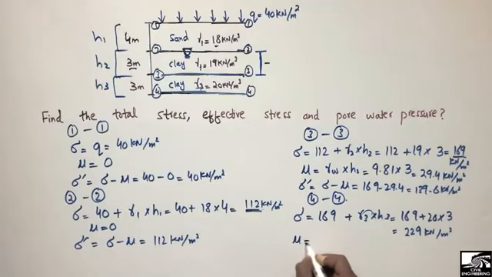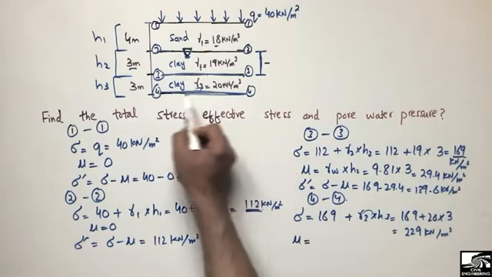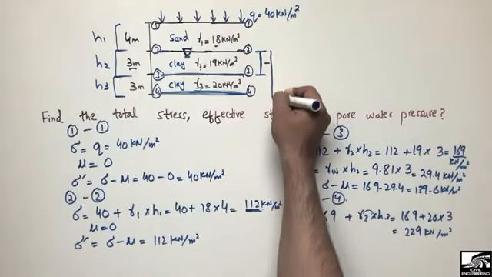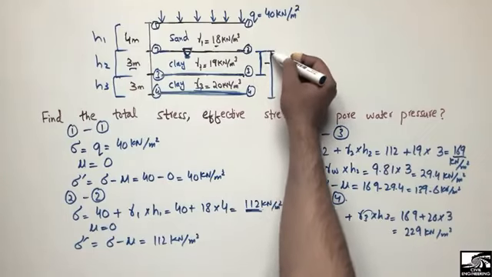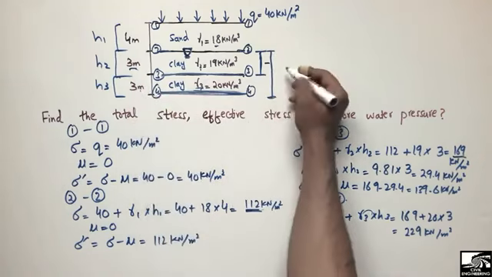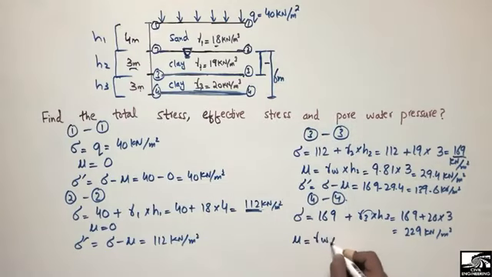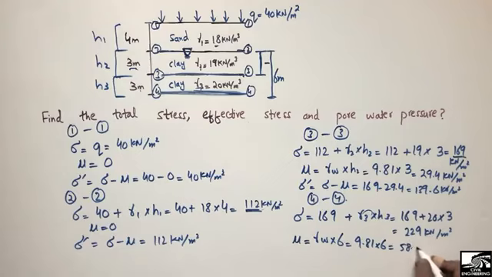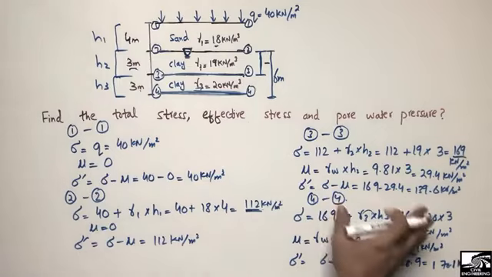Similarly, the pore water pressure acting at point 4 will be based on the distance from this point, because the water table is from point 2 up to point 4. So the whole distance is 3 and 3, 6 meters. So gamma W, 9.81, multiplied with 6, we get 58.9 kilonewton per square meter. Now the effective stress will be equal to the total stress minus pore water pressure. Total stress is 229 and pore water pressure is minus 58.9, so we get the effective stress is 170.1 kilonewton per square meter.